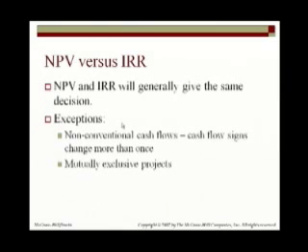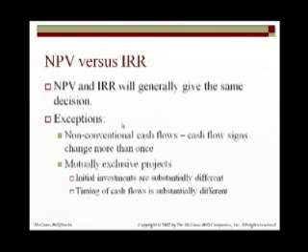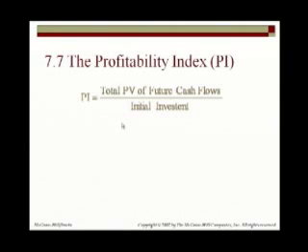If you have mutually exclusive projects, then you won't necessarily get the same answer using NPV and internal rate of return. Remember the two where we had a crossover? That happens if the initial investments are substantially different, or if the timing of the cash flows is substantially different, so that they cross over. Now let's talk about something called the profitability index.